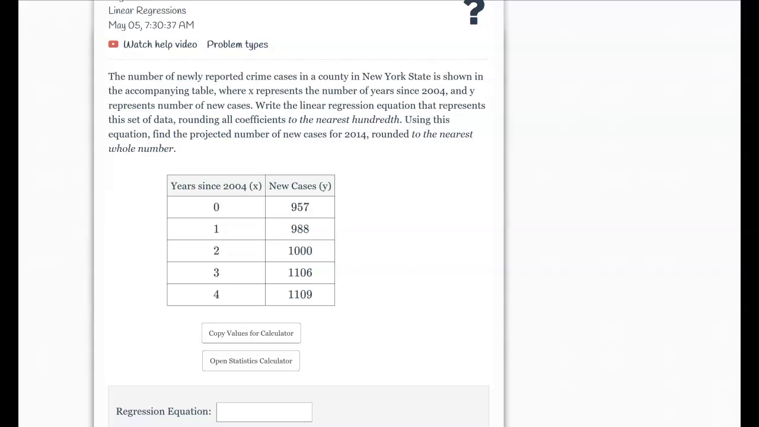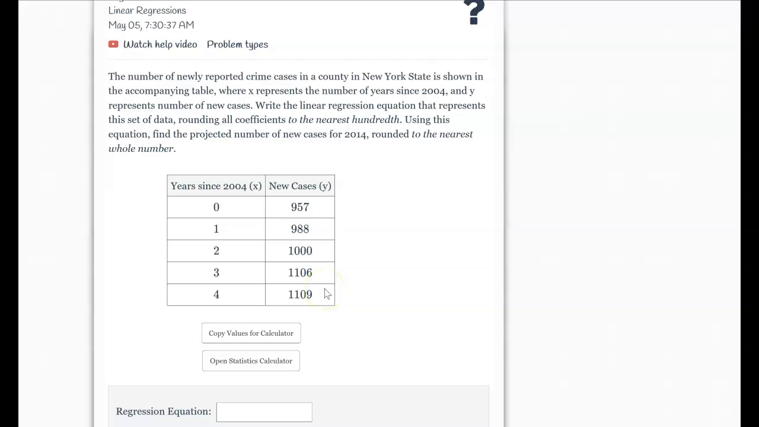Okay, so we are first going to make the equation, but we need to know what number to plug in to solve the answer. What we want to look for is 2014, and we want to know what the number of new cases is. So we have an X, we're just trying to find a Y.